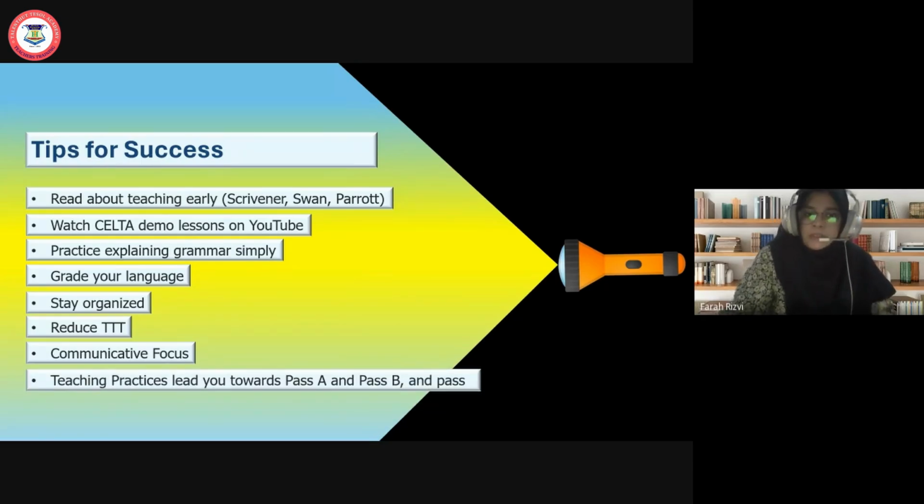Teaching practices lead you towards Pass A, Pass B and Pass. You have three grades in CELTA: you pass, you get Pass B, or you get Pass A. The fail ratio is very rare because the entry test of CELTA is very tricky and very tedious, you could say. You are going to do pre-CELTA tasks, which I believe consist of 50 different tasks, before your official CELTA classes start.